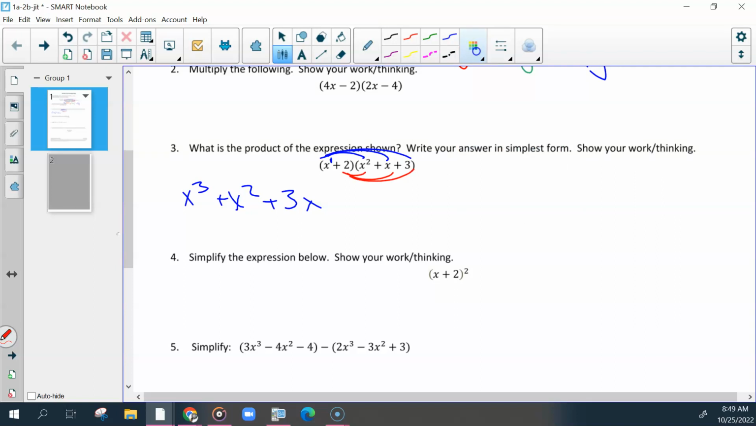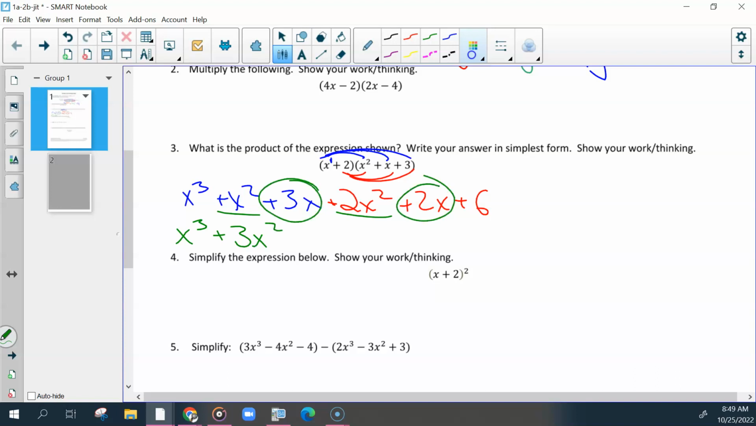And then we're multiplying the 2 to everything. So we have 2x squared, 2x, and 6. And then combine your like terms. Highest exponent goes first. So x to the third would go first. There's nothing else. We have 2 sets of x squareds. So that would become what? 3x squared. And then we have 2 sets of x's. And that would become 5x. And then our plus 6. Good.